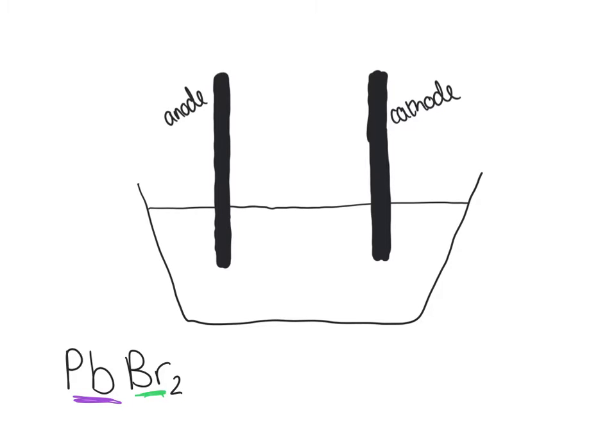I have to think to myself, what charge does a lead ion form? And you might be tempted by your periodic table to see that it is in group 4, and so might think it forms a charge of 4+. But actually we find that lead forms ions with a charge of 2+.